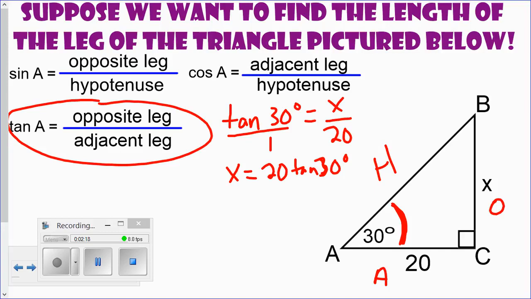So I'm going to need my calculator, and you're literally just going to type the tangent of 30 degrees times 20, and you have to make sure that your calculator is in degrees. Once you do that, I'm getting approximately 11.55, and remember we're talking about a length here, so that's just units. That is the approximate length of line segment BC. So that's how we use tangent to find a missing side length. Let's look at a couple more examples.